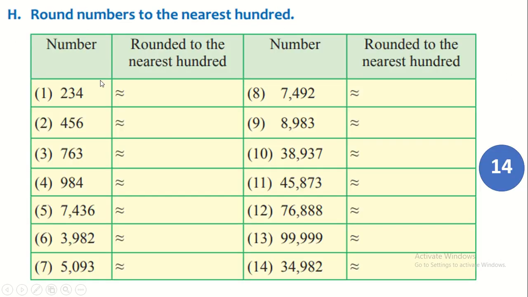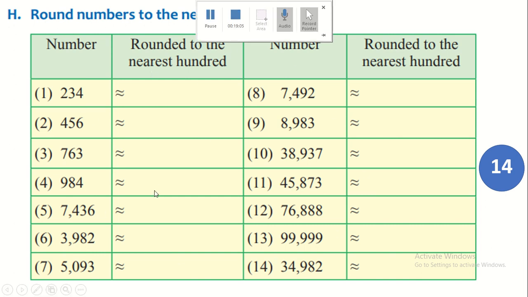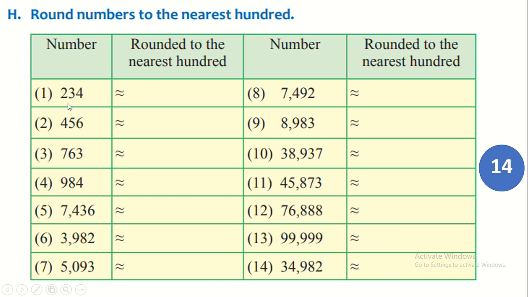Next is letter H. Letter H is round the numbers to the nearest 100. Okay, nearest 100, all 14. Number 1 is 234. 234, you round this to the nearest 100 is 200. 456 for number 2, you can round this to 500. Next, students, because 5 is next to 4.